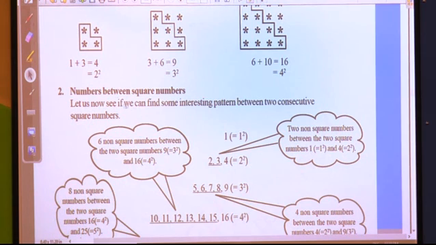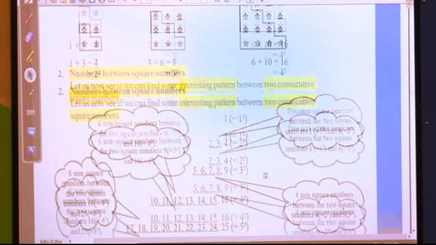Next, they are explaining to us numbers between square numbers. What they are going to explain? Numbers between square numbers. Let us now see if we can find some interesting pattern between two consecutive square numbers. They are saying some interesting pattern between two consecutive square numbers. Let us see what they want to explain to us.